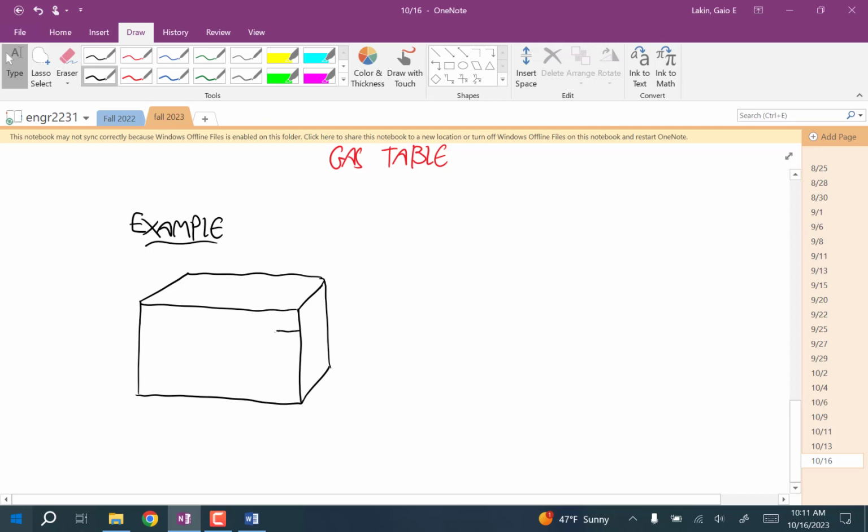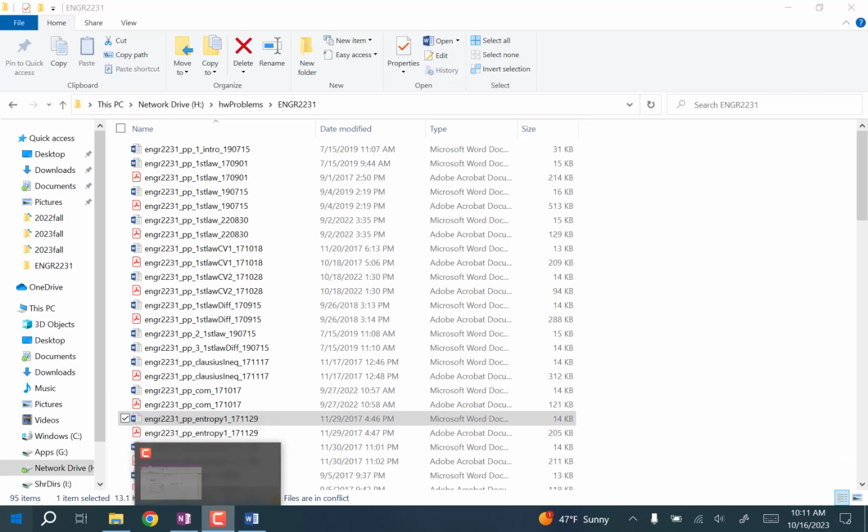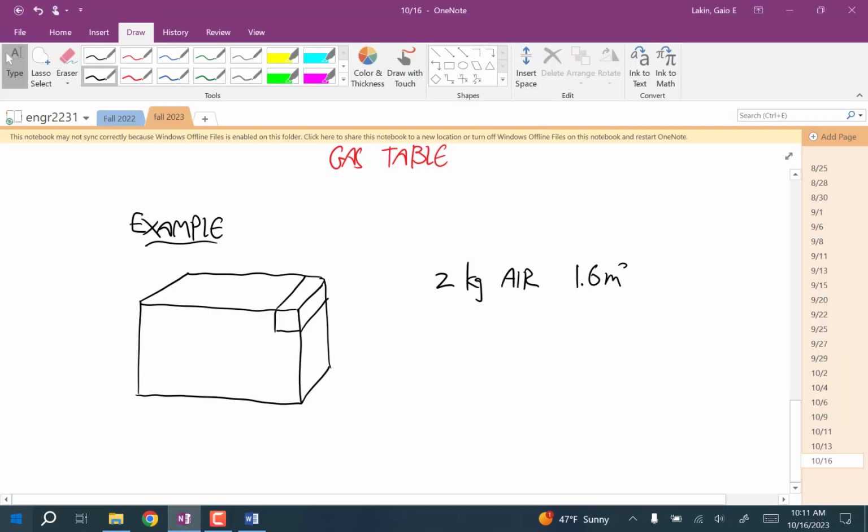And the container inside is like that. And with a control, we can open it to let these two amounts of air come into contact with each other. And so we start with 2 kilograms of air in a volume of 1.6 cubic meters at 20 degrees Celsius.